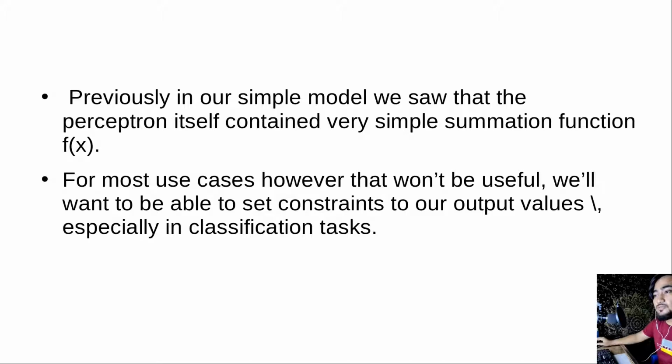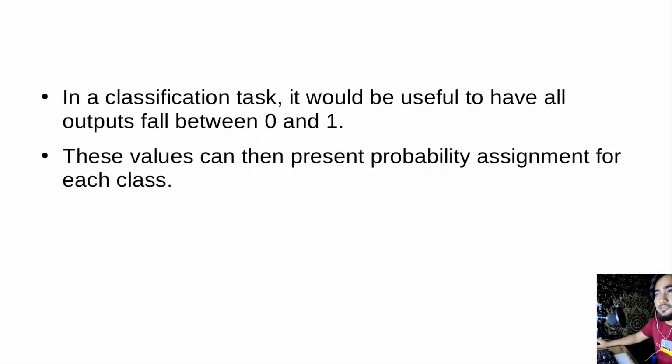We'll want to be able to set constraints on our output values. That is, we want to manipulate our output values, especially in classification tasks, and we'll be discussing classification tasks as well. So in a classification task, in general, it would be useful to have all the outputs fall between 0 and 1, and these values can then represent probability assignment for each class. The output values 0 and 1 in a classification task can represent probability assignment for each class.